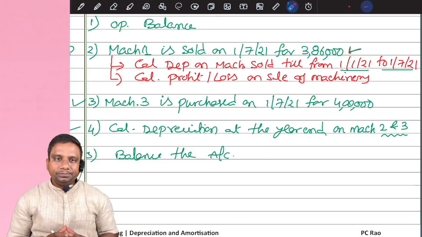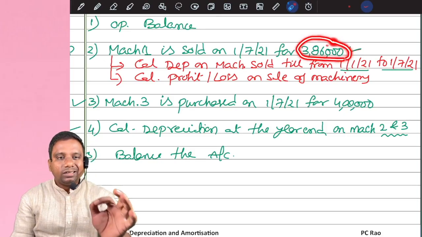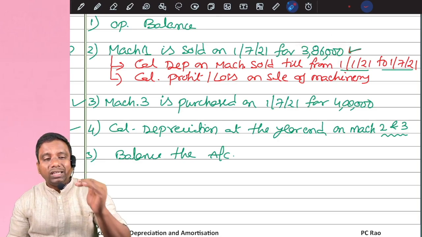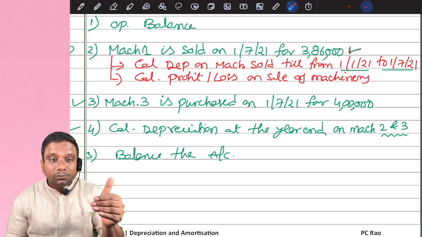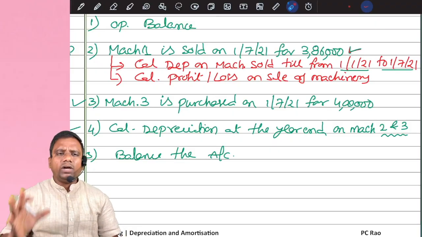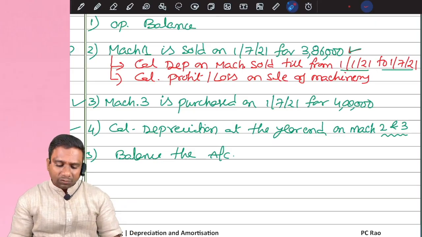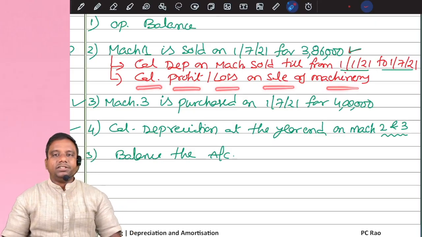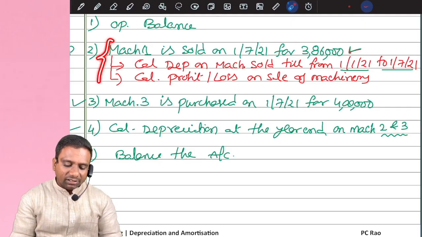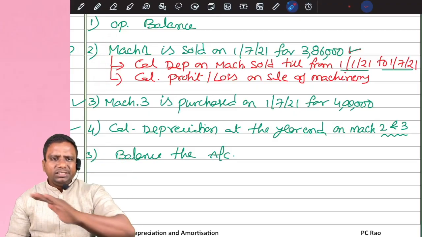One transaction. Second, we sold the asset for 3,86,000. Record the entry for this. Third, we have sold the asset. Now whenever we sell an asset, calculate profit or loss on sale of asset. This is unavoidable. This is another transaction. So don't forget, whenever you sell an asset, don't forget to record these three transactions. Yes, sir. This is completed, sir.